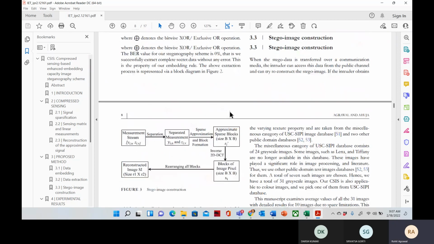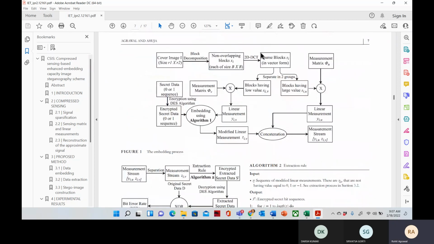So you can see here it is written DCT, the two-dimensional discrete cosine transformation. First I use blocks of 8 by 8 because my image is too large. So I use 8 by 8 blocks, and then after that I transform each block using the two-dimensional discrete cosine transformation.